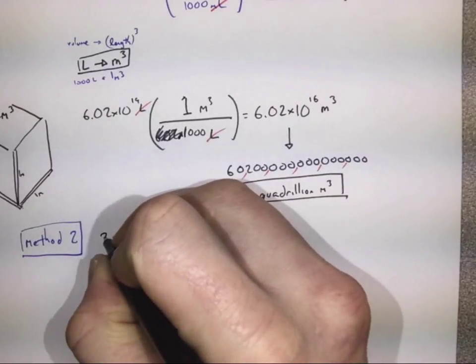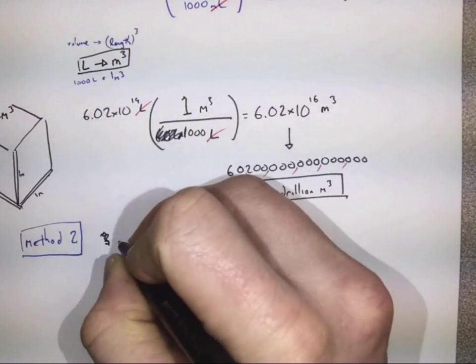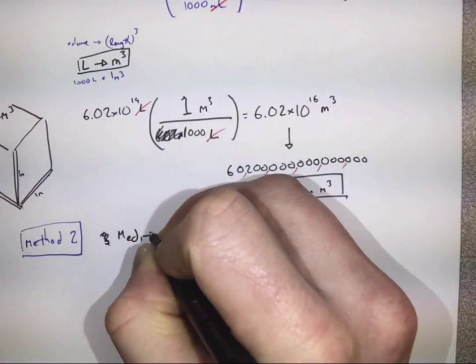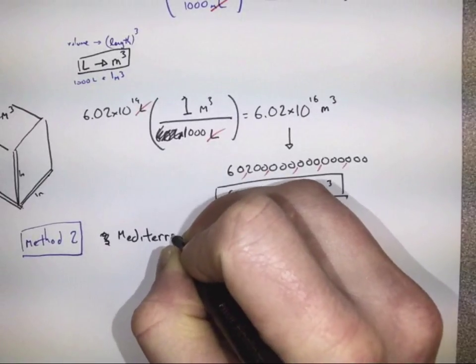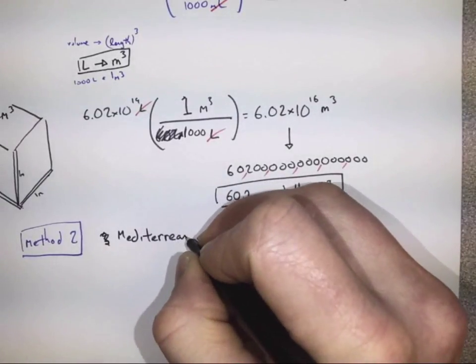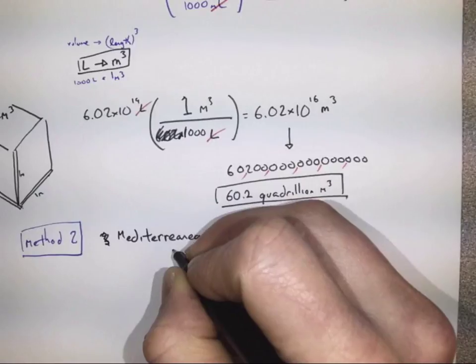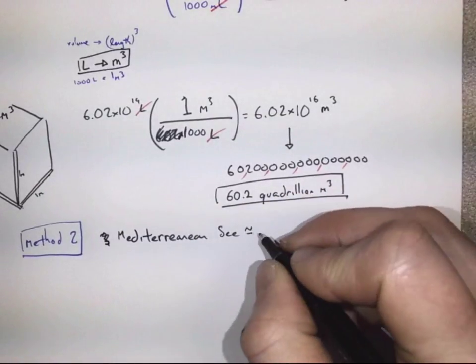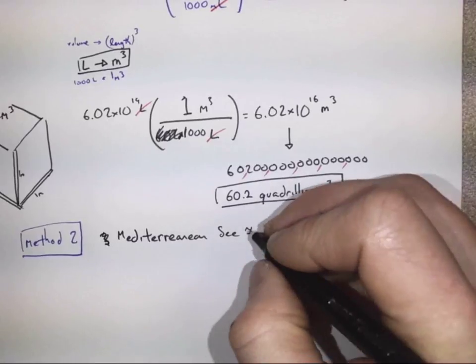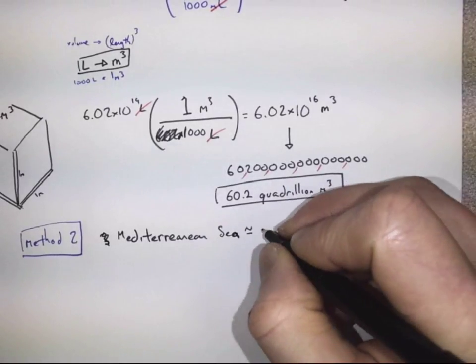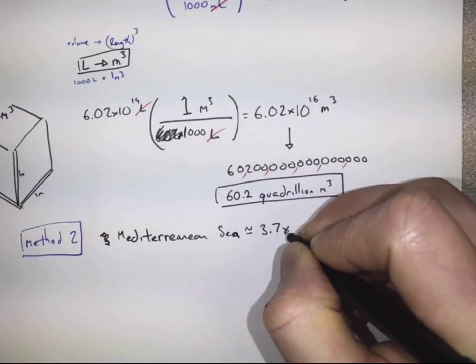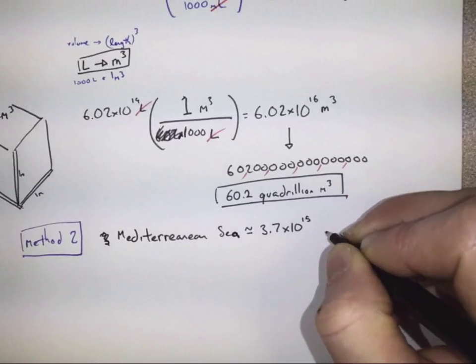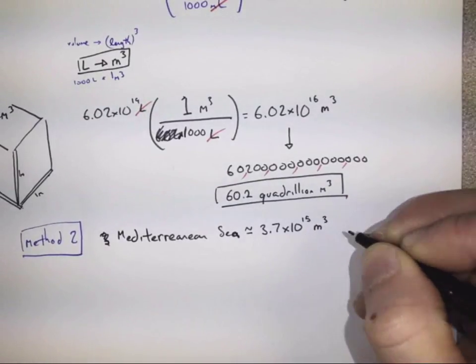So what we learned there is that the Mediterranean Sea, and we should always label what our reference value is, Mediterranean Sea is approximately, I use a little squiggle there, approximately equal to 3.7 times 10 to the 15 cubic meters.